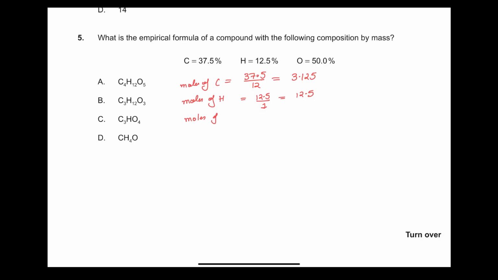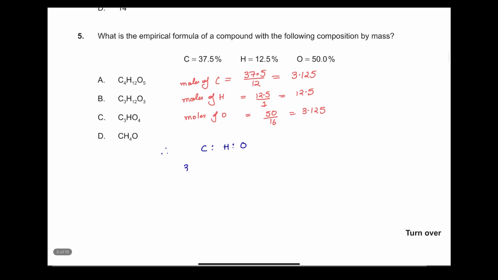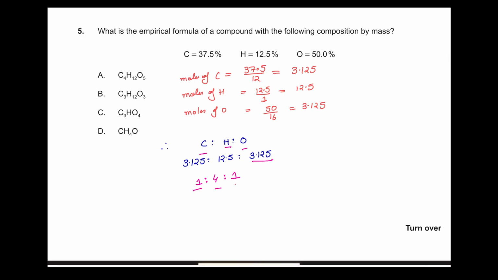Moles of oxygen would be 50 divided by 16, which gives us 3.125 again. So we'll do moles of carbon to moles of hydrogen to moles of oxygen. We'll try to find the simplest whole number ratio of these moles. So 3.125 to 12.5 to 3.125 again. Now we'll divide all these numbers by the smallest number, which is 3.125. If I divide everything by 3.125, I'll get 1, then 12.5 divided by 3.125 would be 4, and then 3.125 divided by 3.125 is 1 again. So carbon is 1, hydrogen is 4, oxygen is 1. So the empirical formula will be CH4O. Matches with option D.